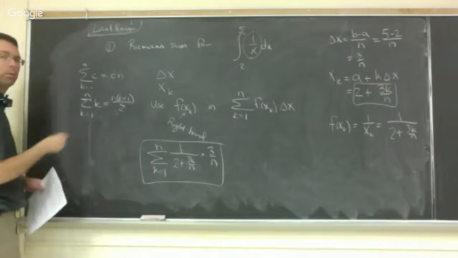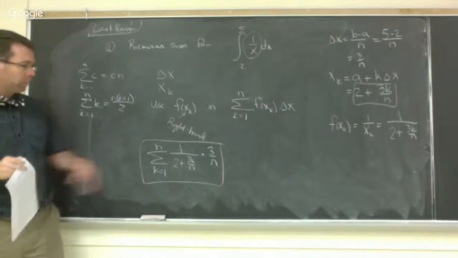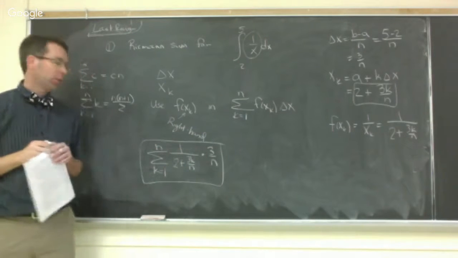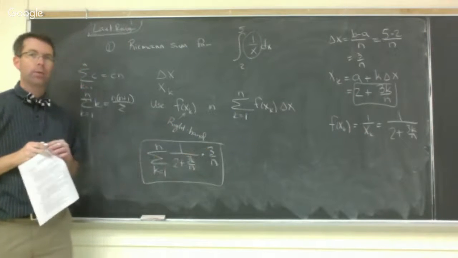Wouldn't we have to multiply that out before we do anything like that? Like multiply out the 3 over n? Yeah. You could, or you could think of that as a constant multiple and it just comes in front of the sum.